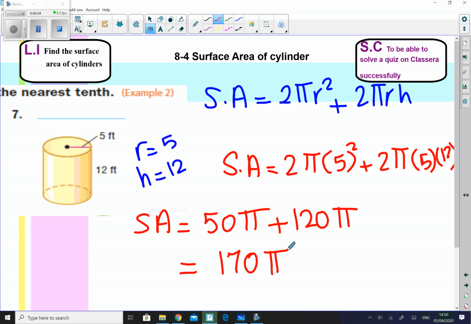And that's how you find the surface area of a cylinder in terms of pi.